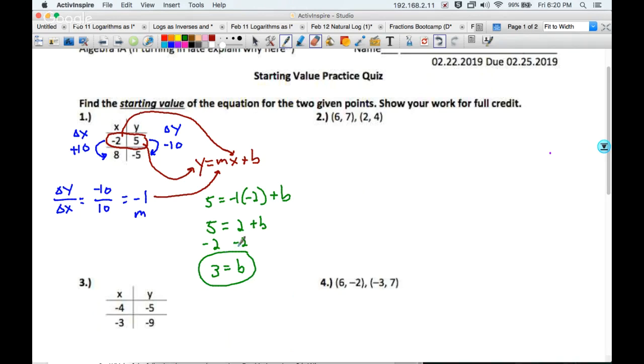Another way to think about the starting value is what is y equal to when x is equal to 0. This is going to be our y-intercept. All right, let's try this starting with 2 points, like in problem number 2.